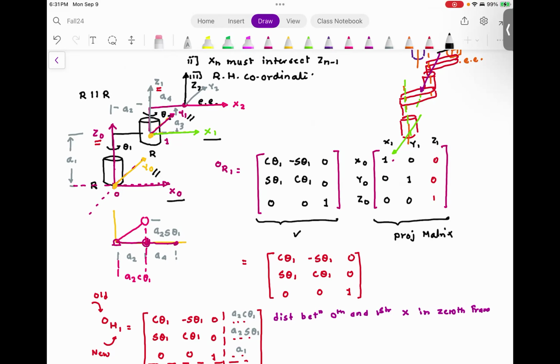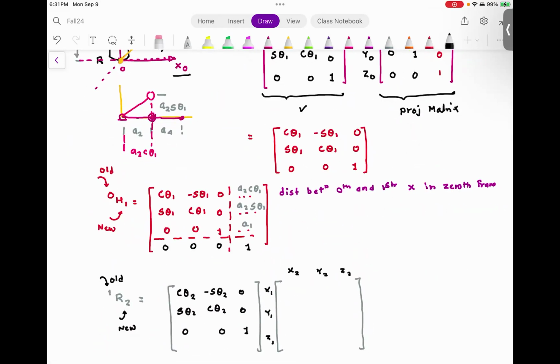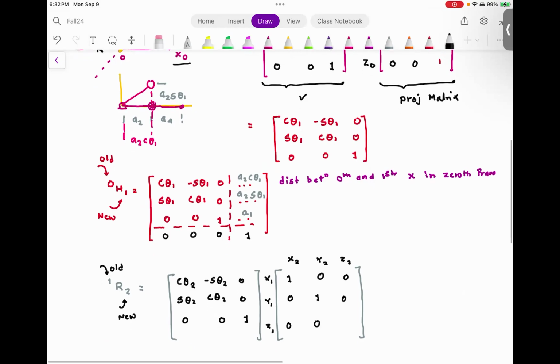Yes. Which means if I were to populate the projection matrix, x2 is aligned with x1 in the same direction. If the direction would have flipped, then I would have added a minus sign. But both the directions are the same. X1 is pointing and x2 is pointing in the same direction. So 1, 0, 0. Y2 is pointing in the same direction as y1: 0, 1, 0. Z2 is pointing in the same direction as z1: 0, 0, 1. Do you agree with me? Yes. Which means this again is an identity matrix.